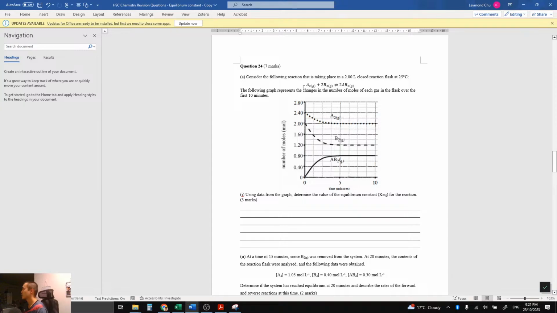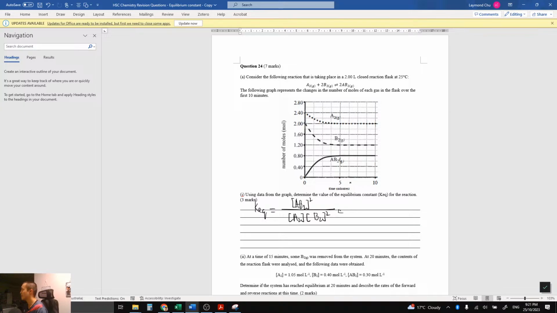Question 24. Consider the following reaction taking place in a 2-liter closed reaction flask at 25 degrees. A2 gas plus 2B2 gas gives you 2AB2. The following graph represents the change in the number of moles of each gas in the flask over the first 10 minutes. Using data from the graph, determine the value of the equilibrium constant for this reaction. Perfect. Alright, again, our Keq is our products over reactants. So this is AB2 concentration squared over A2 over B2 whole squared.